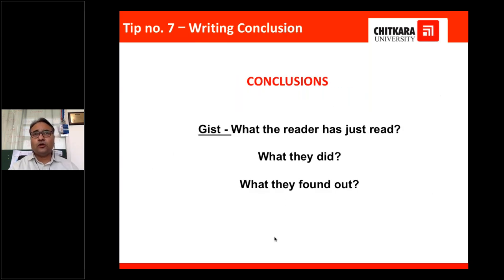Tip number seven, there were a lot of questions in that Google form. What is the difference between abstract and conclusion? Abstract, we already told, there is the five question technique. Conclusion is, once a reader has read your research paper, you should write in about, say, 10 sentences, what he has just read. So that's what conclusion is. What the reader has just read, that is what should be mentioned in the conclusion.